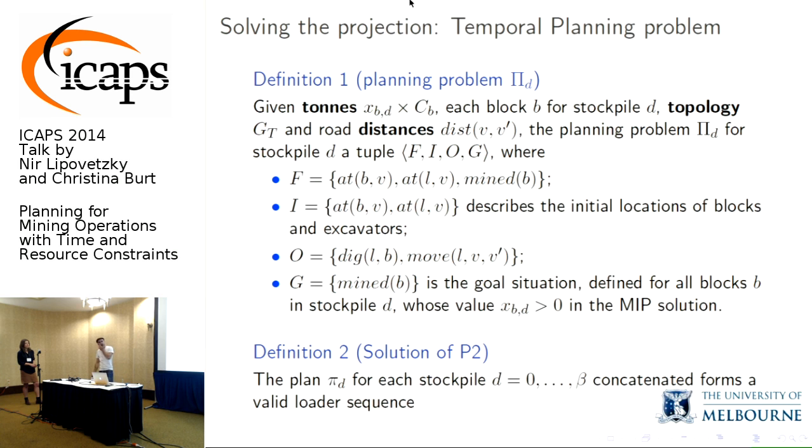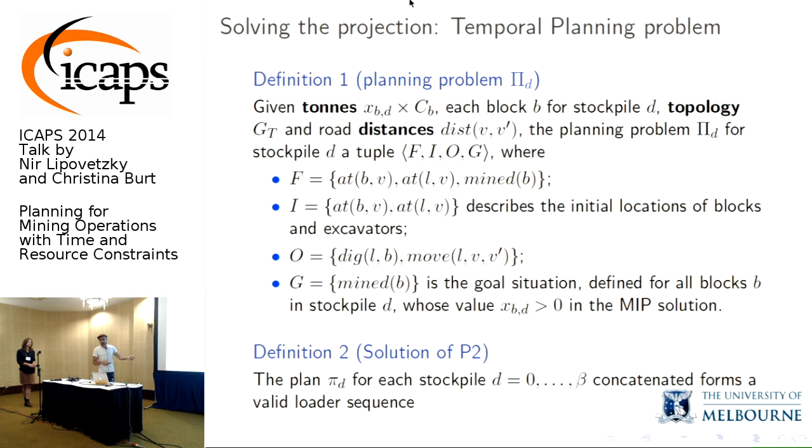And so what is the planning problem? Actually, given the tons that have to be mined in the current stockpile, this is a planning problem for a stockpile, and the distances, the topology, we've got a set of fluents describing where the blocks can be located, where the loaders can be located, and which are the blocks that we have to mine. Then we describe where these blocks initially are, and the loaders the same.